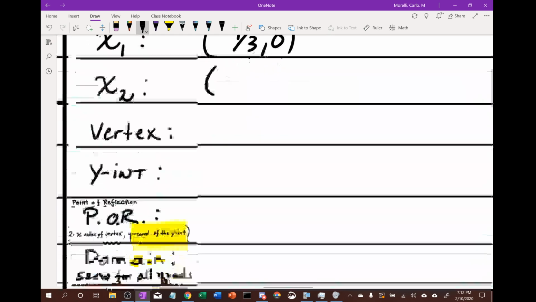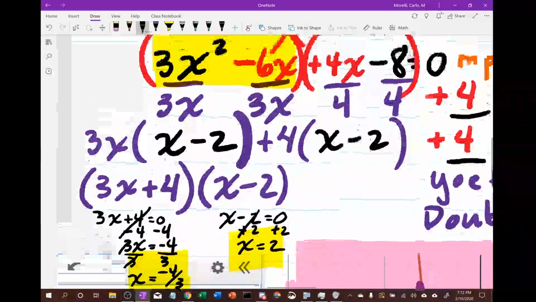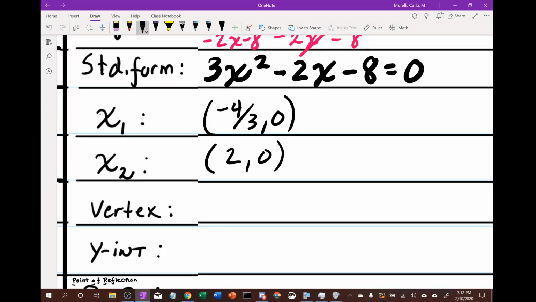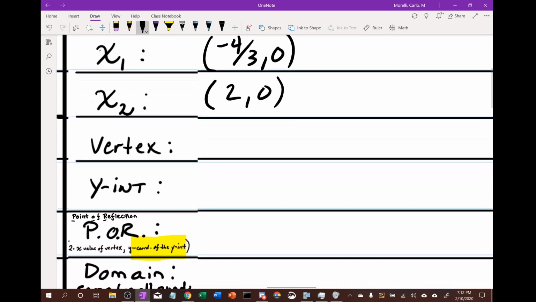And then I think the other one was +2. Yeah. So it's 2, 0. So if we graph this in the calculator, we should see it cross the x-axis at -1 1/3 and at +2. Well, let's keep going by hand, okay?